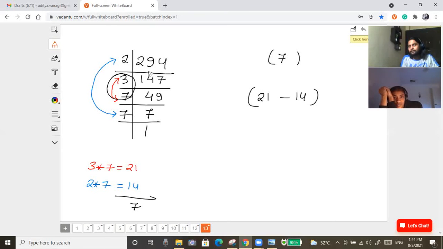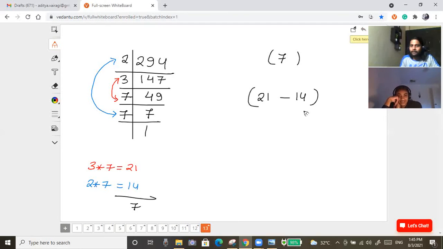21 involves 3 and 7. 14 involves 2 and 7 together. Is it okay? If you don't get it, I'll tell you again. Don't worry. Should I explain it again? It's okay.